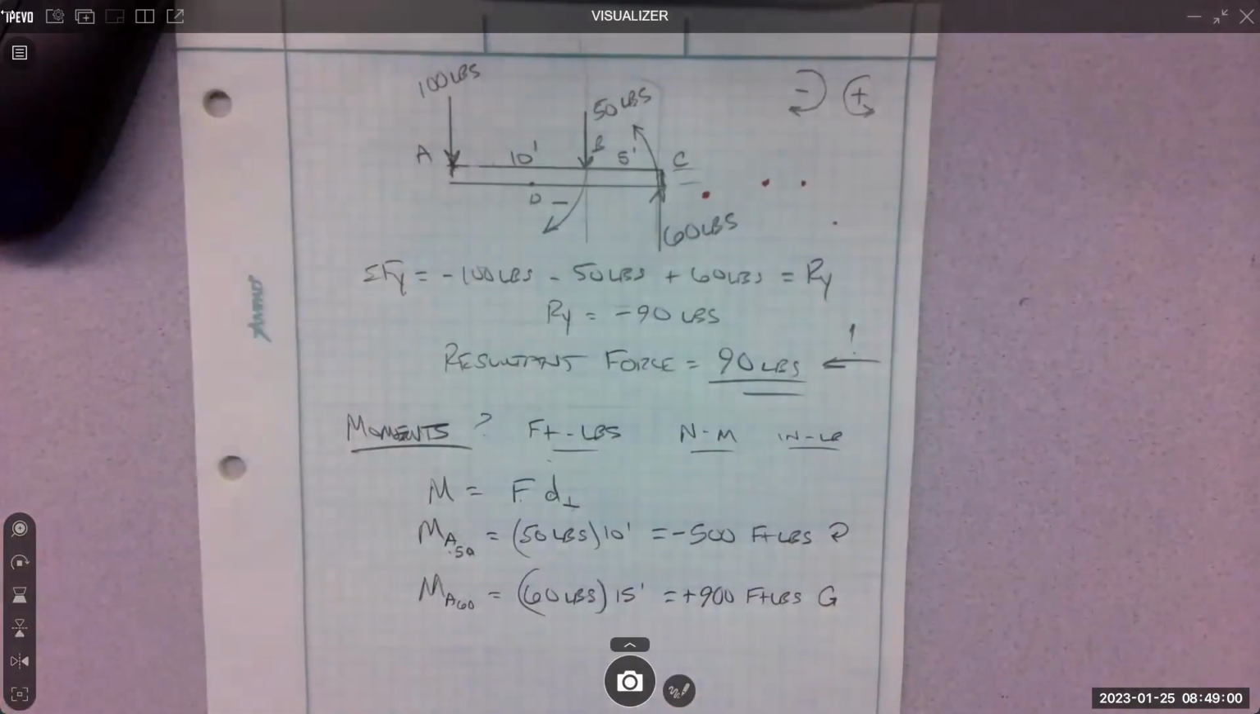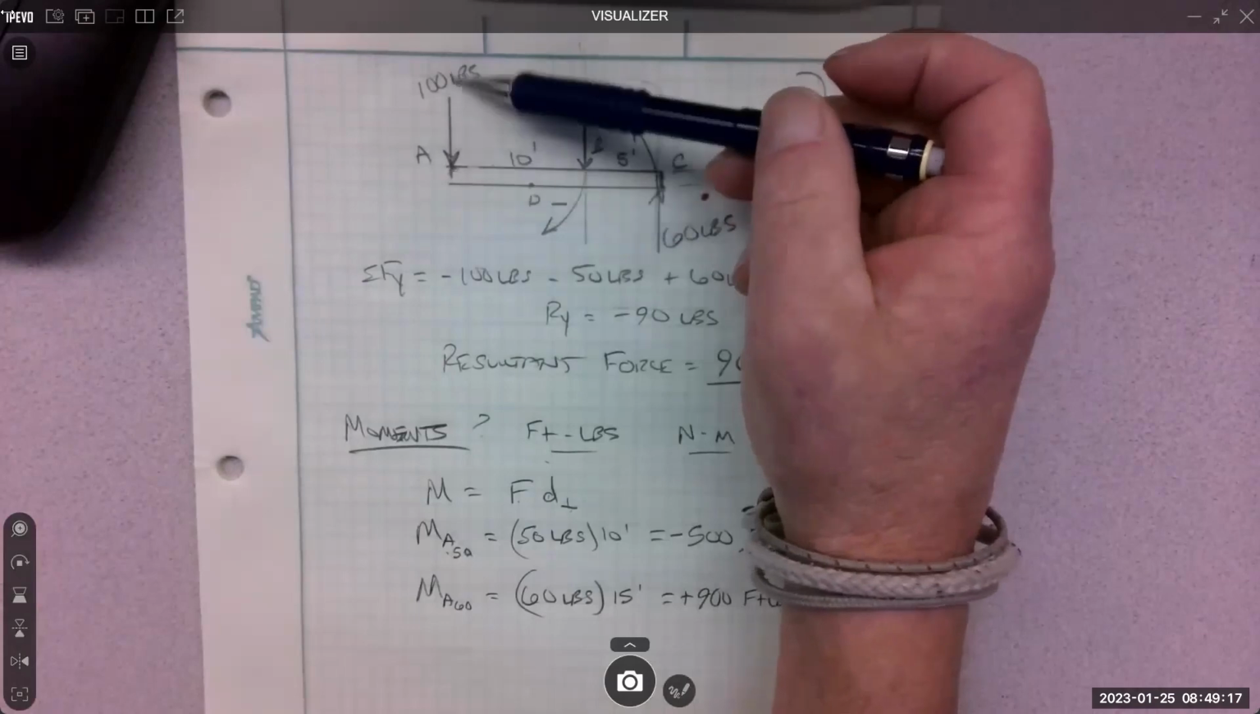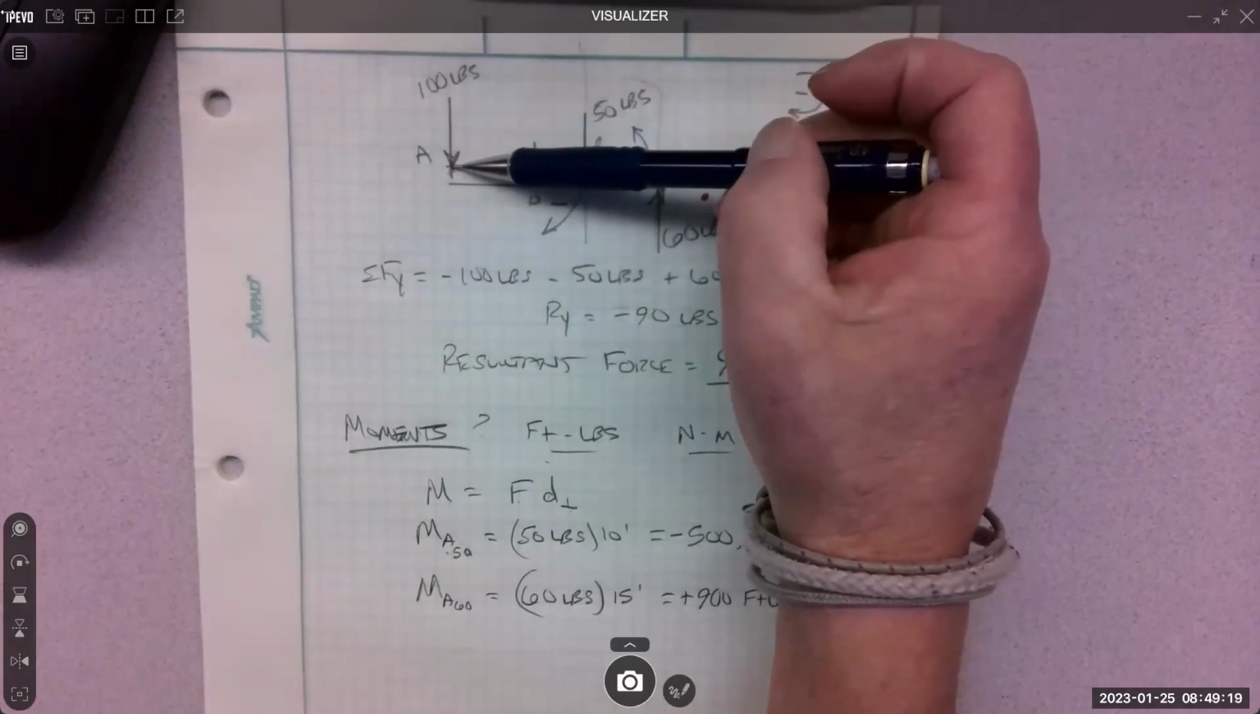Those two moments are fighting each other, right? That's a good thing. We want opposing moments. If everything's going the same way, the whole system is just spinning off into outer space, and that's not great. Okay, so we have one more, the 100. What's the torque? What's the moment of the 100 about point A?